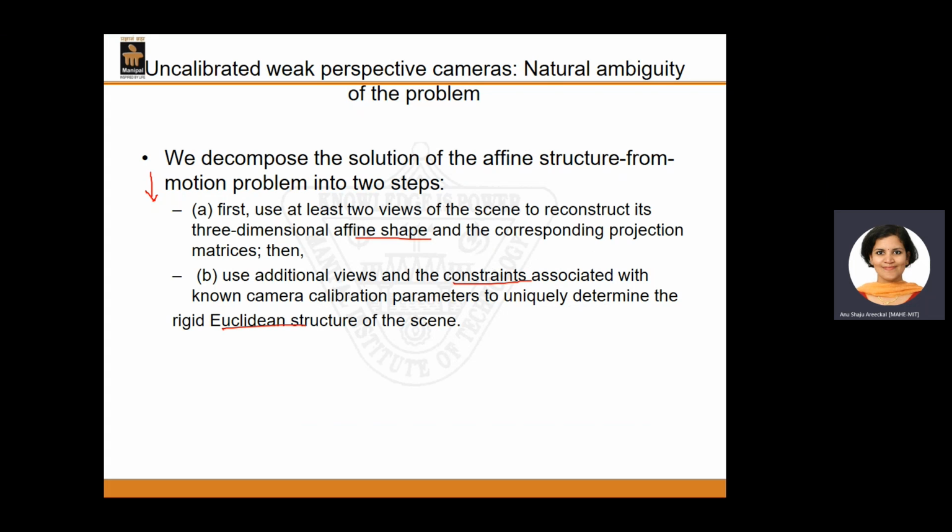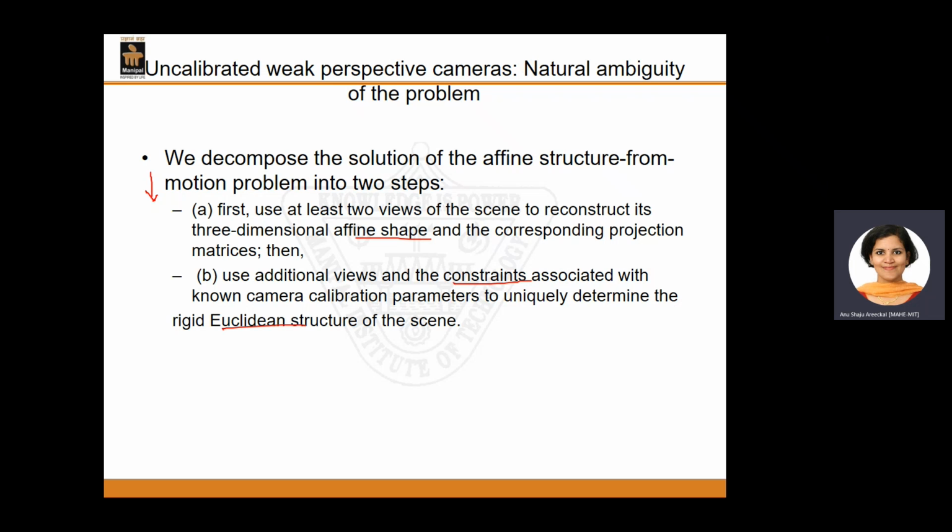Greetings to all. We will continue with the remaining topics of the SFM reconstruction, or the structure from motion reconstruction. In the previous lecture class, we were discussing the basic concepts of structure from motion, and we discussed three cases. One case is the internally calibrated perspective camera, which equivalently gives us a Euclidean structure from motion. The second case is the uncalibrated weak perspective cameras, which give us an affine structure from motion. So we had discussed some basics of that.